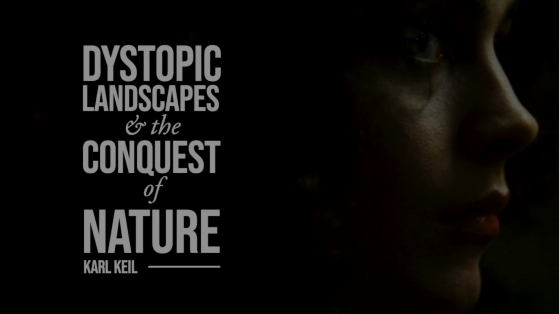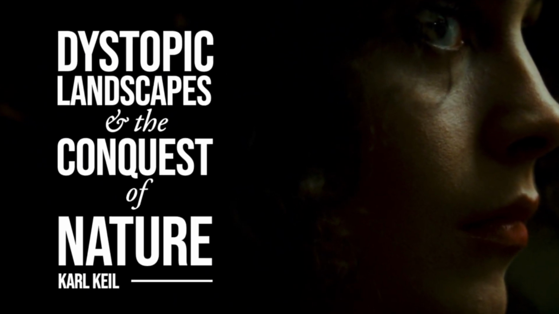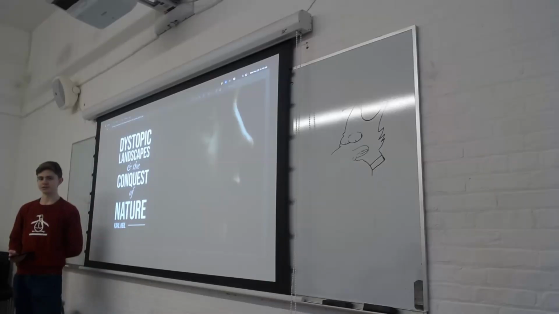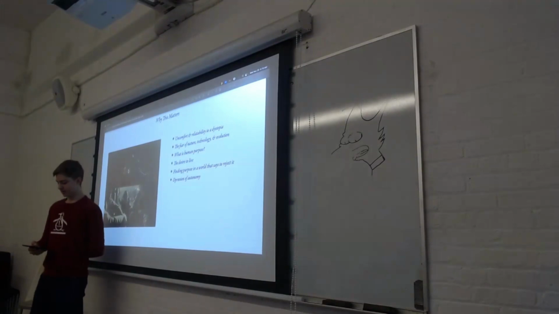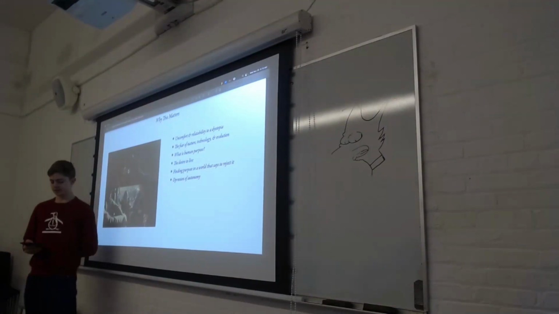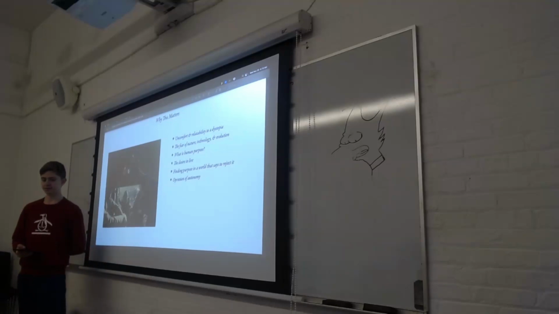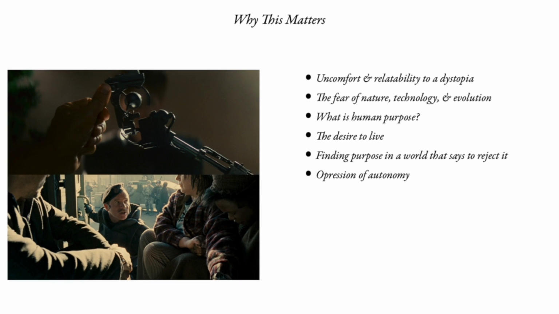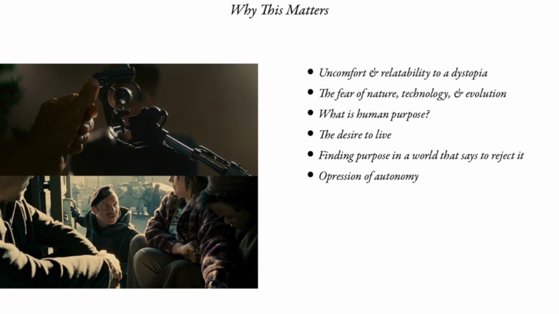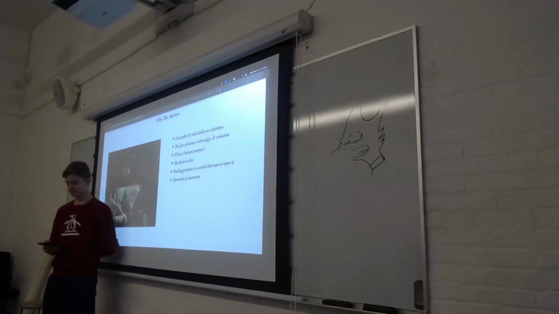Covering dystopic landscapes and conquest of nature, we're going to be focusing on two movies: Children of Men and Blade Runner. The big things that interested me were why do we make a story that is really uncomfortable to deal with, a dystopia rather than a utopia? And why, and how, do we find relatability in the stories?